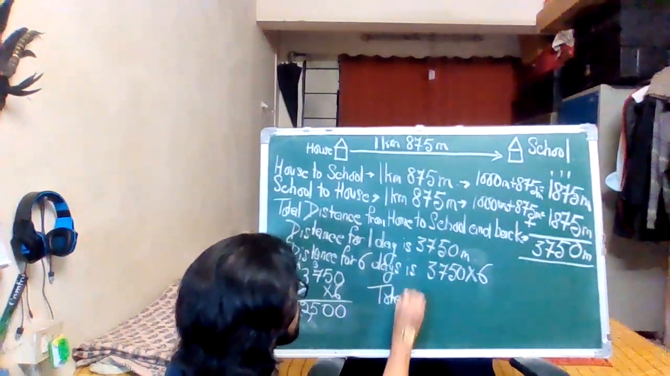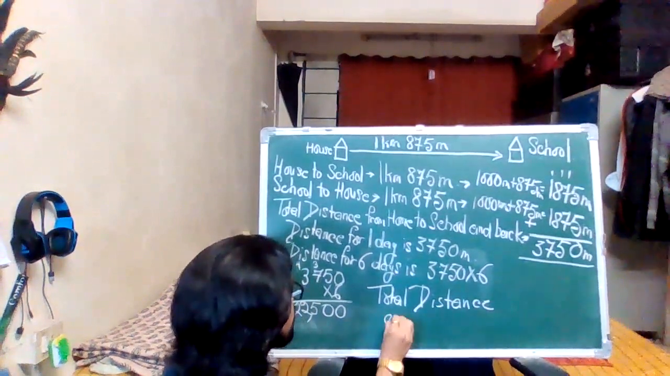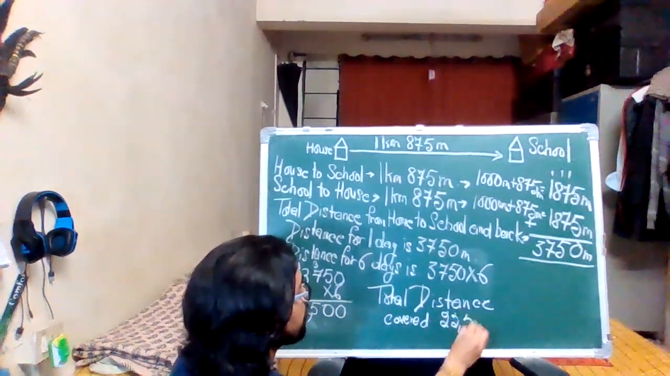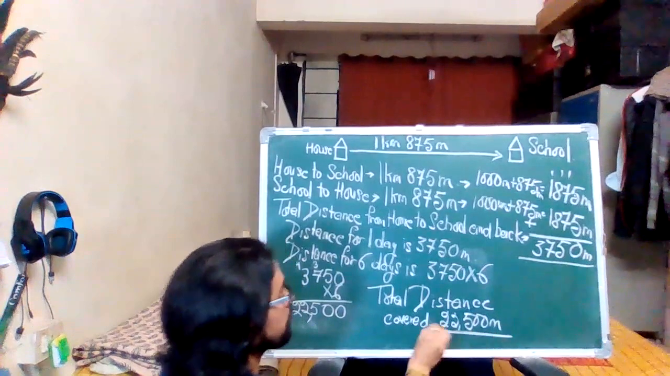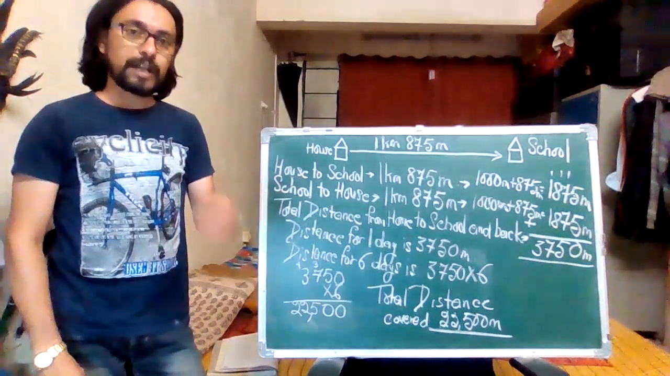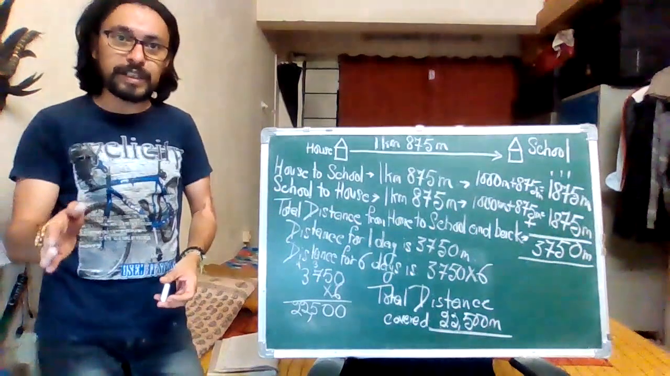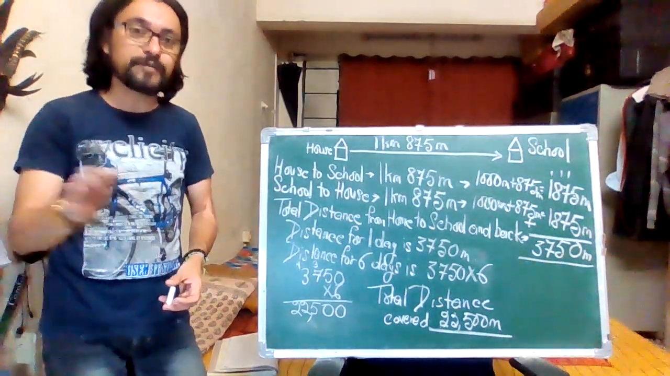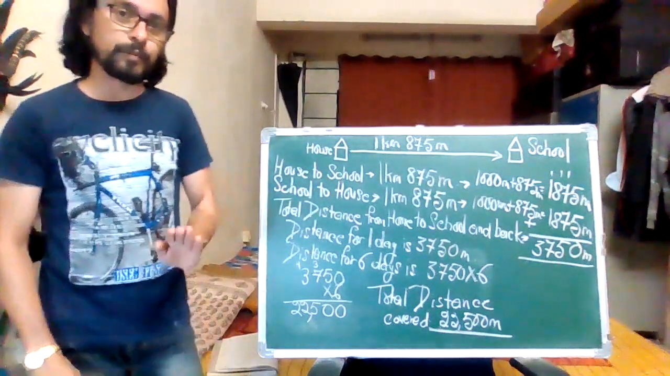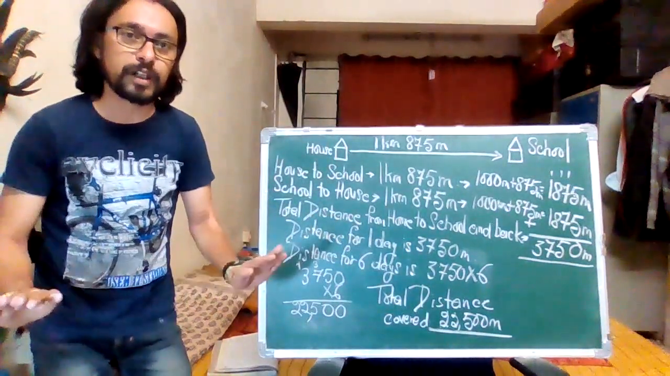Now I can put my final statement. Total distance covered 22,500 meters. Let it be in meters. You need not convert it in kilometers because again, then you'll have to divide by 1,000 and you will get an answer of 22 kilometers, 500 meters. But let's not get into that. Let's not make the word problem more complicated. Even writing this answer will be absolutely okay. You don't have to convert it to kilometers.